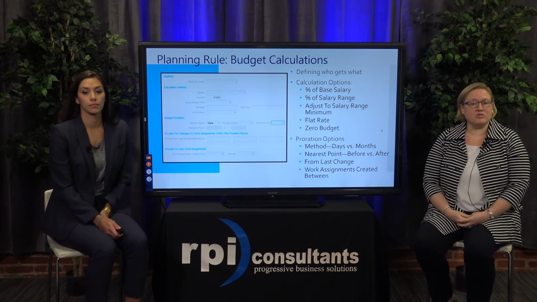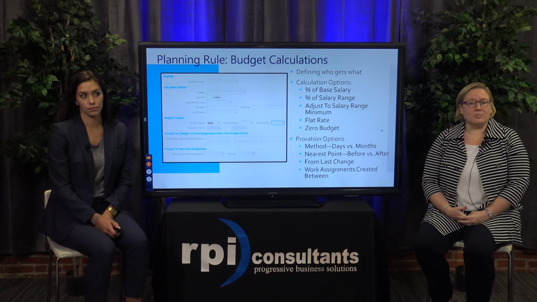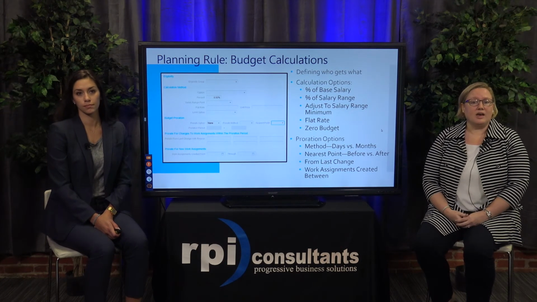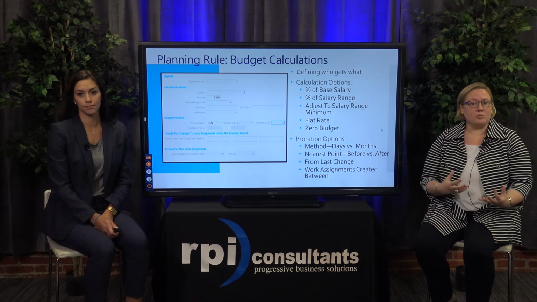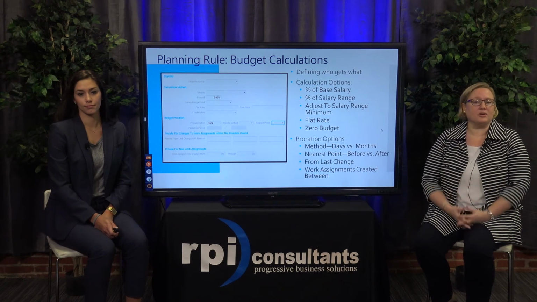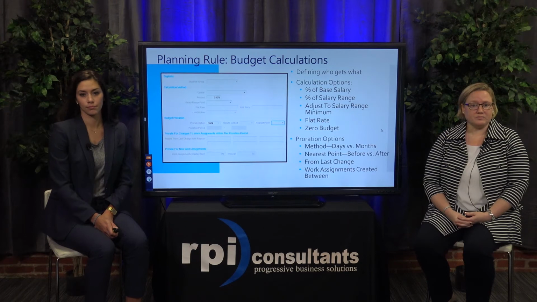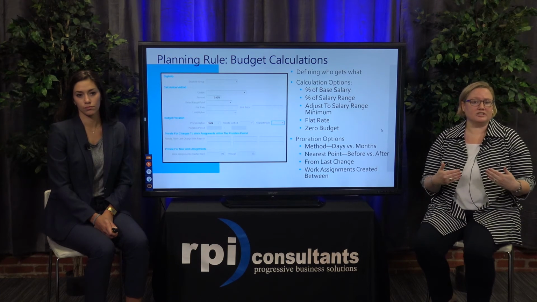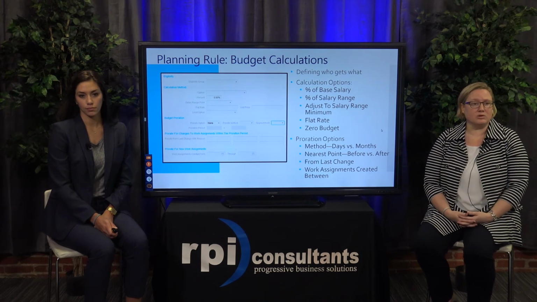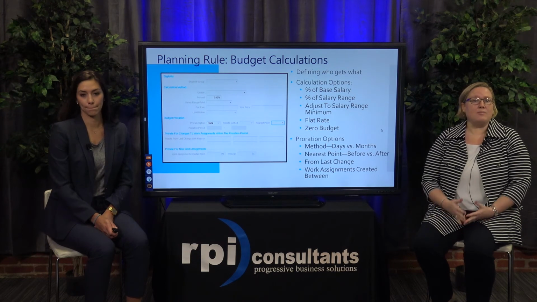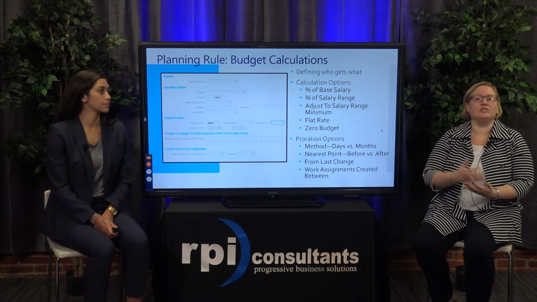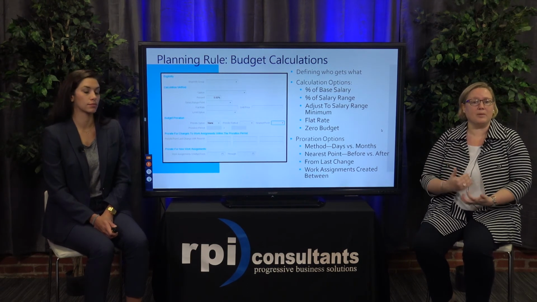And then you do have some proration options in here. There's a couple options in terms of the method, if you want to look at days or months. And then you can define the nearest point to those days or months. Nearest point, I'm sorry, is used with the months mostly. And then you can also look at the last kind of transaction in an employee's work assignment. So maybe they had a promotion mid-year, and that makes them ineligible for the merit increase because that promotion took into account the merit that they would also be getting. It bumped them up for the year.